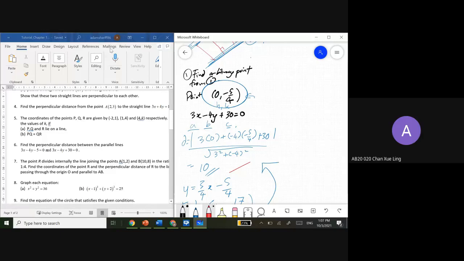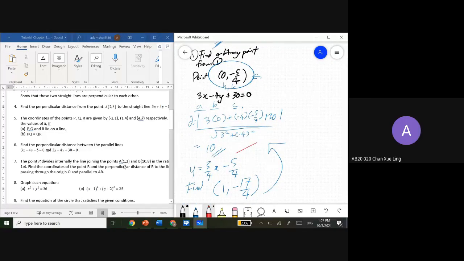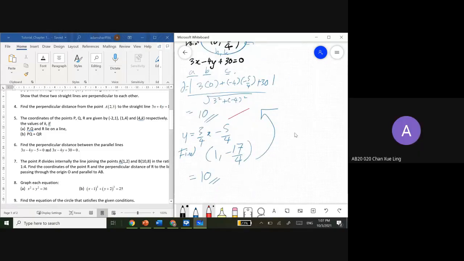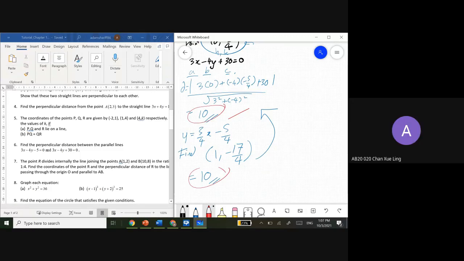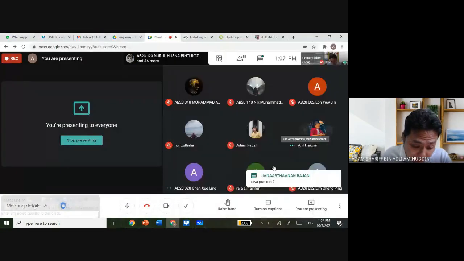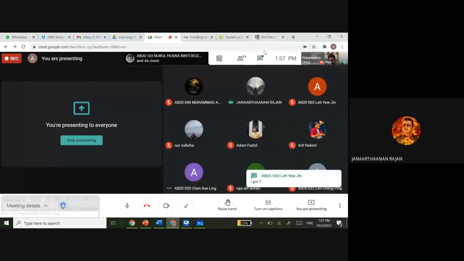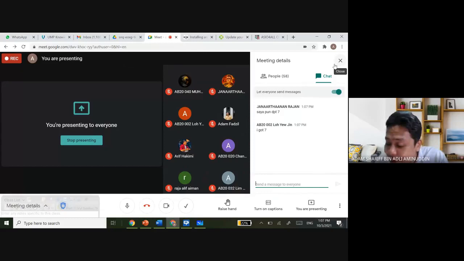May I ask question number 6? Boleh? Jawapan dia ialah 10. Saya dapat 10. Ada tak yang dapat jawapan lain? Adakah jawapan saya salah? 7. Saya pun dapat 7. 7. Okay. 7 sir. Care to share the workings?